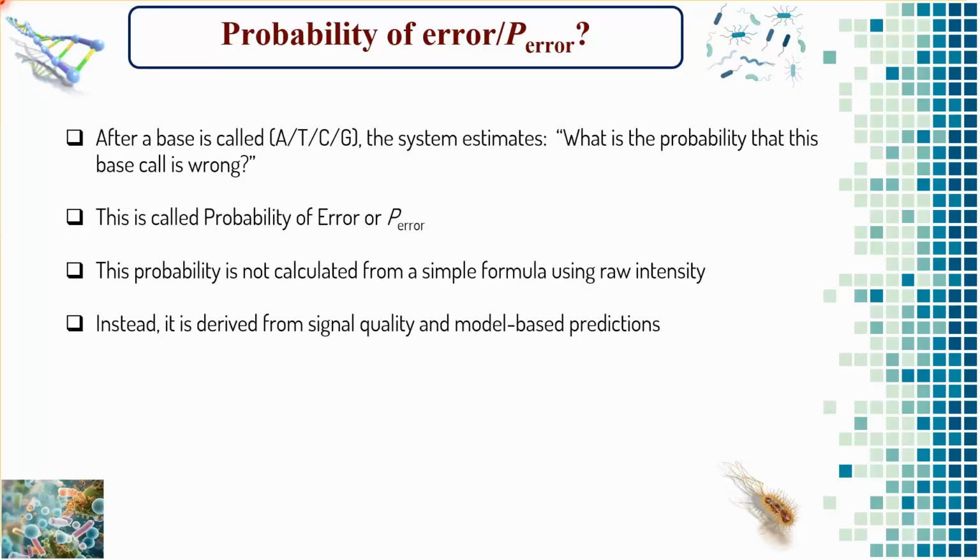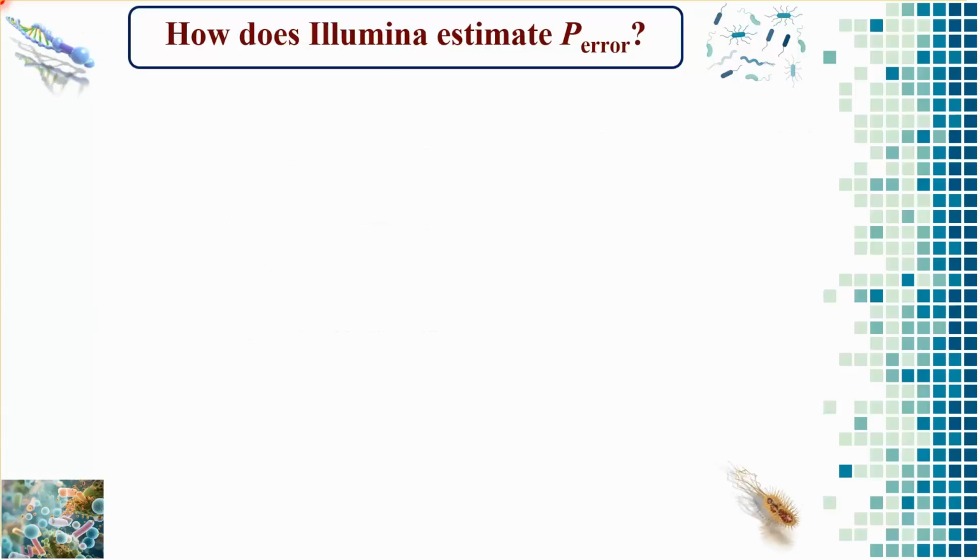This probability is not directly calculated from raw intensity using a simple formula. Instead, it is derived from signal quality and model-based prediction. So now, how does Illumina estimate this probability? It uses statistical models trained on real sequencing data. So rather than a single equation, multiple factors are analyzed together during sequencing in modern Illumina systems.